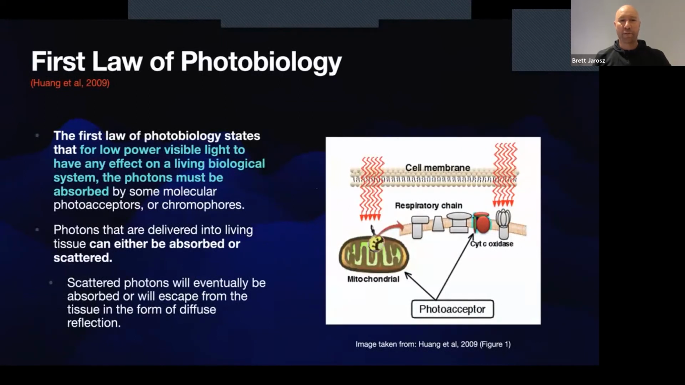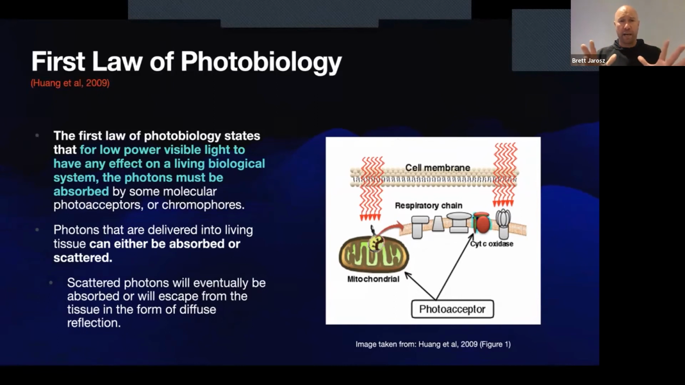So our first law of photobiology is that for low power visible light, and we'll talk about that spectrum again, to have any effect on living biological systems, photons must be absorbed. So the energy from the light must be absorbed in order for it to have a photobiological effect, or the word we used in the last webinar, that photochemical effect. So absorbed by some form of photoacceptor, chromophore within those cells, within the tissues. And remember, it can either be absorbed or it can be scattered.